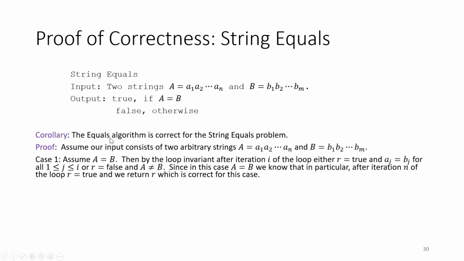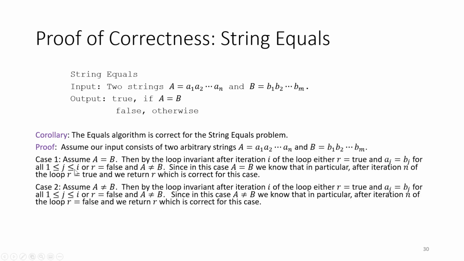All right, so it looks like case one I've decided is say they're equal, so assume they're equal. What did our loop invariant tell us? Well, it tells us that after iteration I of the loop, either R is true and they're equal up to index I, or R is false and they're not equal. Well, since by assumption in case one they're equal, we know that in particular after iteration n, R must be true. It can never be false because it could only be false if A is not equal to B, and A is equal to B. So after the loop, R must be true. We return R, that's correct. That's what we're supposed to do.